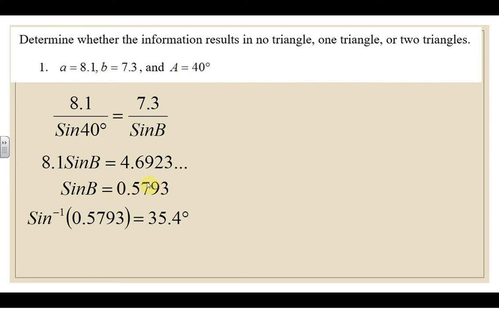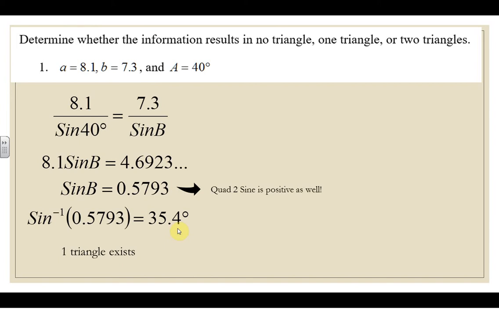This was a positive value. So remember, sine is positive in both the first and the second quadrant. So we technically get two answers here. Well, hold on, you have to test them. The fact that we got one answer of 35.4 means we have one triangle. Now we have to see if we could have also another triangle.